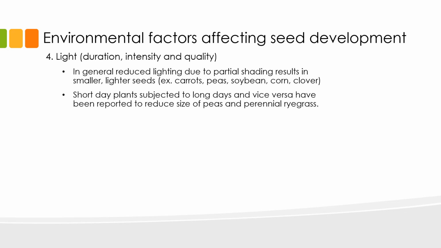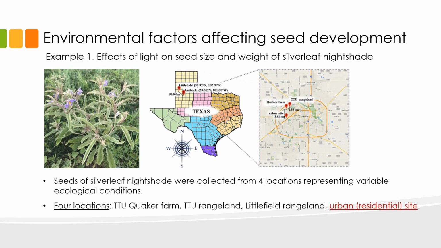Light duration can also affect seed development. For example, short-day plants like peas that are subjected to long days and long-day plants like rye that are subjected to short days have been reported to produce smaller seeds. Light properties not only affect the development of seeds of cultivated crops, even the development of seeds of non-domesticated species are also affected by light properties.